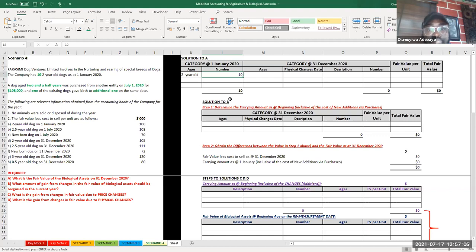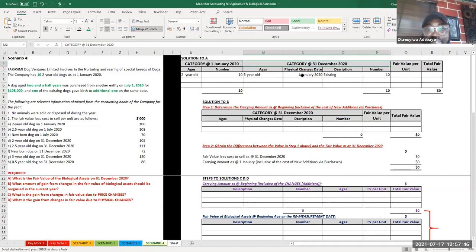And they are 10 in number, which means the category of dog I have are 2-year-old, which are 10 in number in January 2020. But as at 31st December, they've grown to be how old? Who can tell me how old are they now? 3 years. 3 years, okay. Now I'll describe them now that they are 3-year-old dogs. And the physical change is that the 3-year-old dog as at today, which is 31st December.